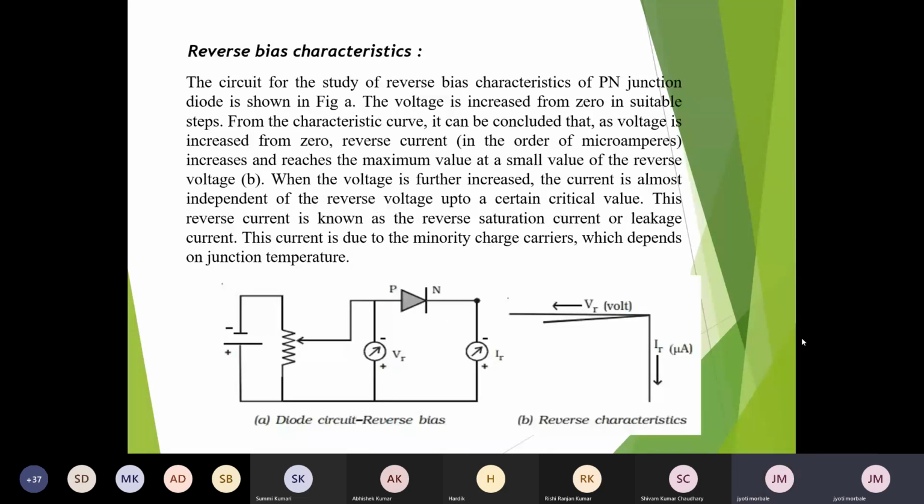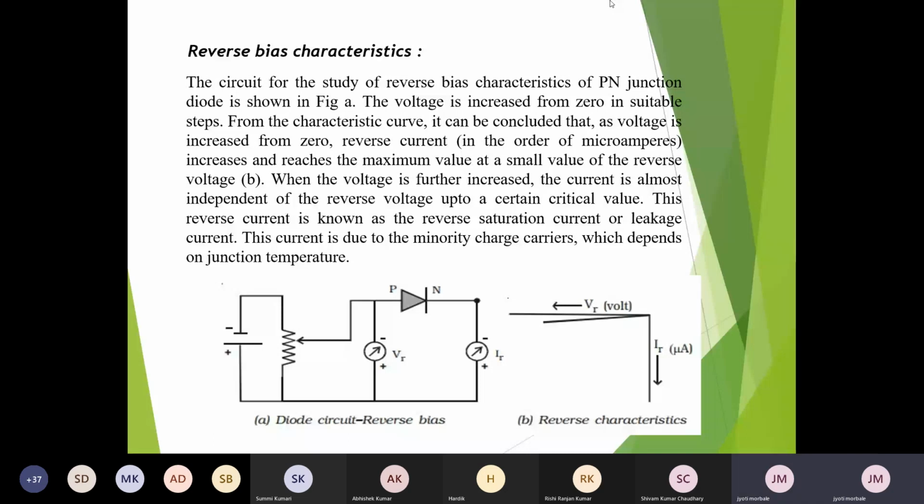Next point is reverse bias characteristics. Reverse bias में हमने देखा कि हमें क्या करना है. Only we need to reverse the battery potential by keeping rest of the parameters as it is. Diode को ऐसे ही रखो. Then we can say whatever voltage we apply in a reverse bias, that voltage is called as a reverse voltage, indicated as VR. And whatever current that we observed through the circuit, that current is called as a reverse current.